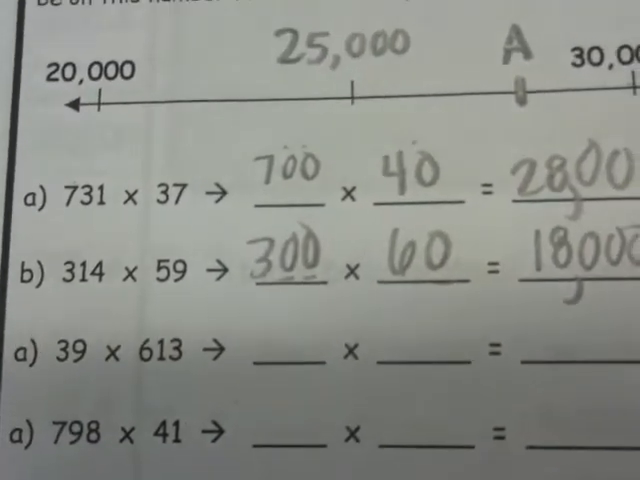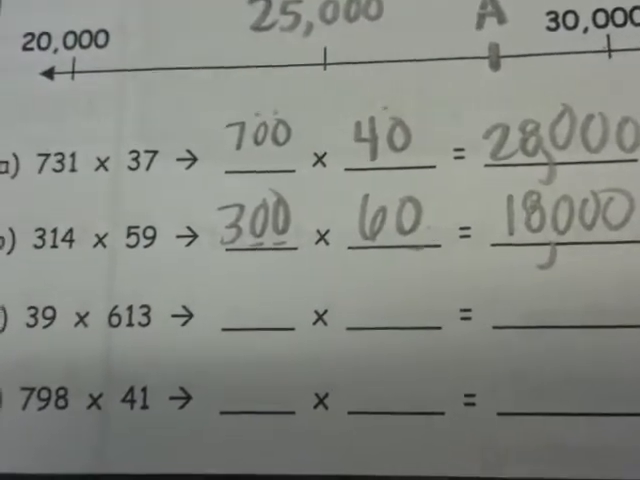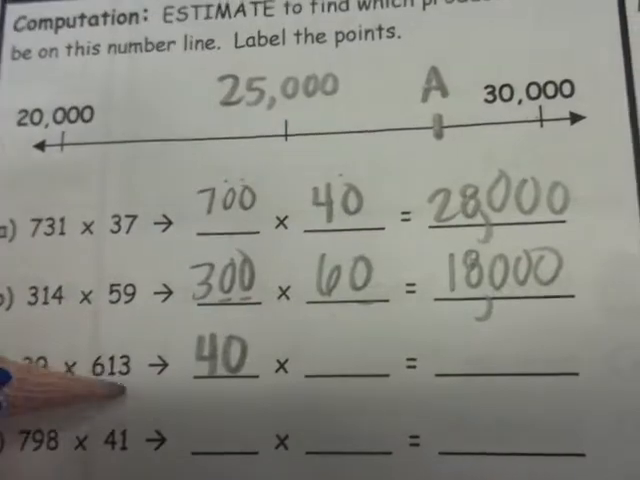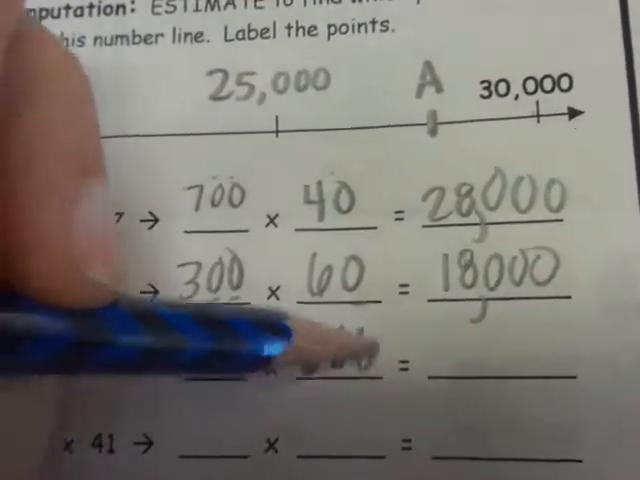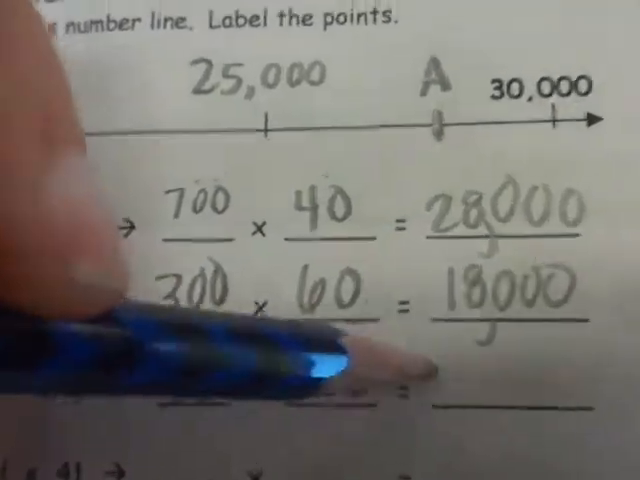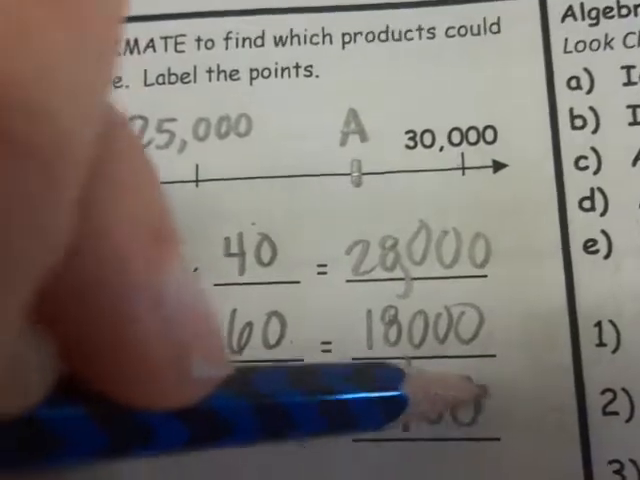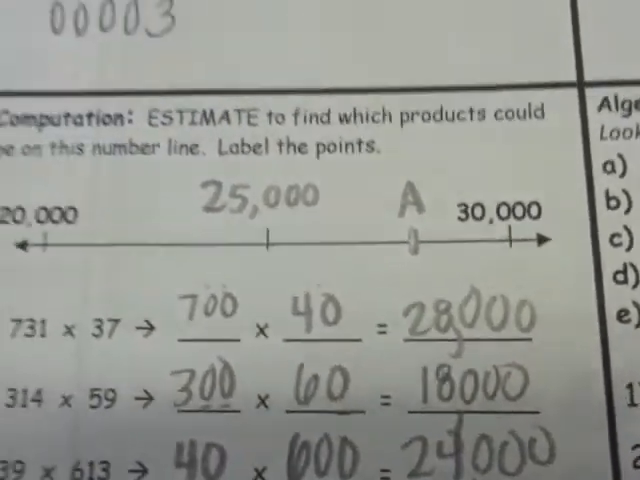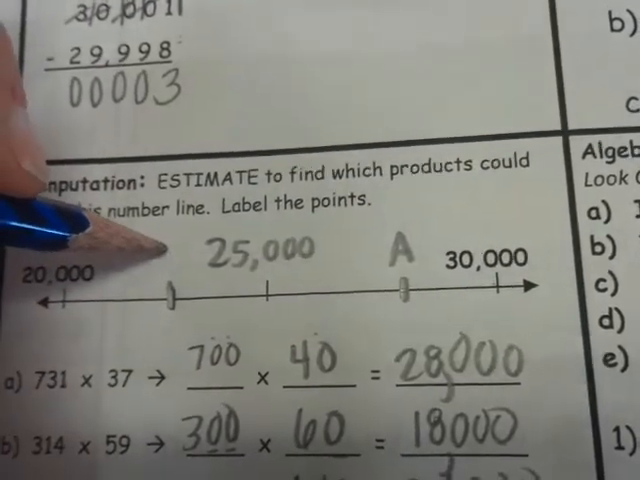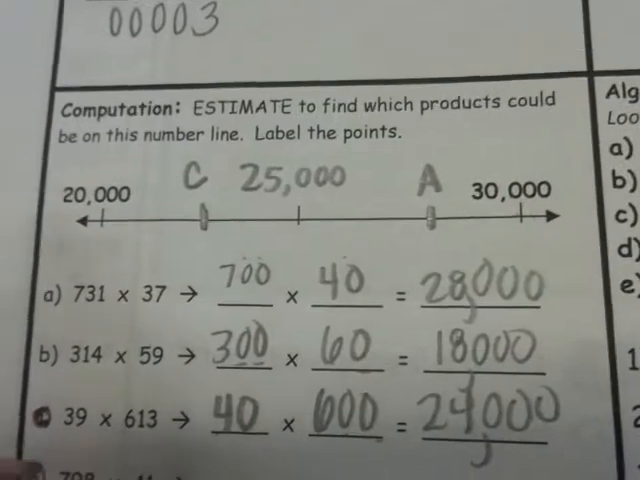Next one. 39 times 613. First I'm going to estimate, then multiply. 39 is closer to 40. 613 is closer to 600. Now I'm going to multiply. 4 times 6 is 24. There's 3 zeros. 1, 2, 3. 24,000. That can go on my number line. It's going to go right about here, right before the 25,000. And that should be a C.